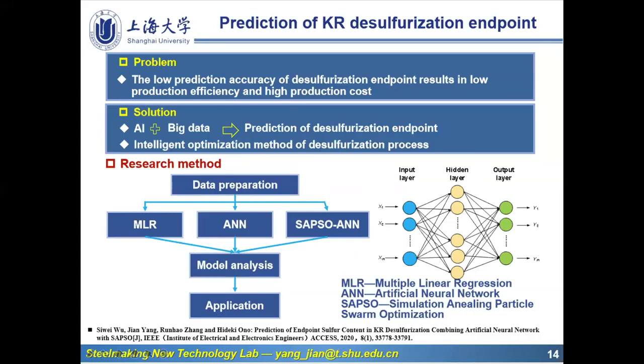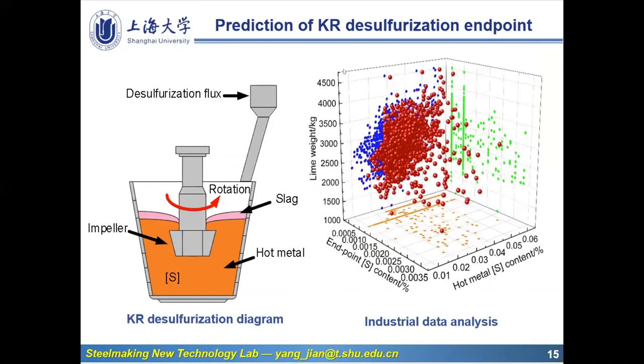So we use 3 kinds of models. The first one is the multiple linear regression model. The second one is the artificial neural network model. And the third one is the simulation annealing particle swarm optimization. So it is these 3 models. Using these 3 models, we can make the prediction of the KR desulfurization endpoint.